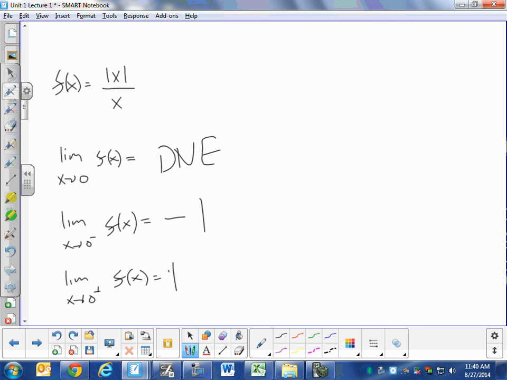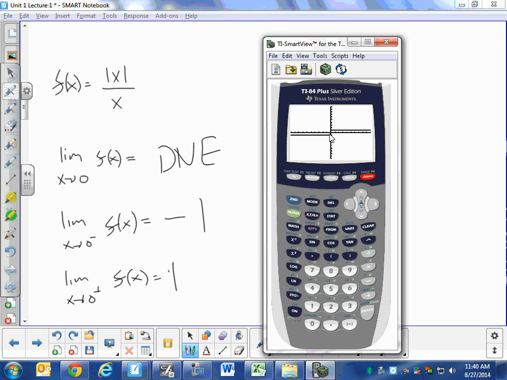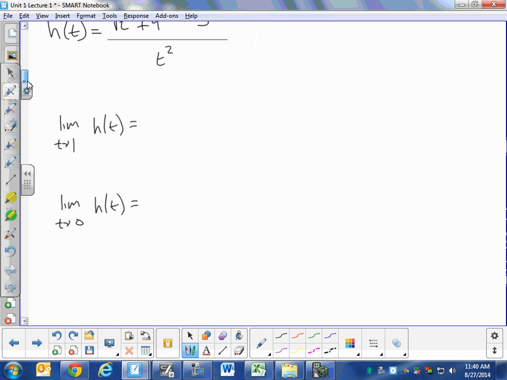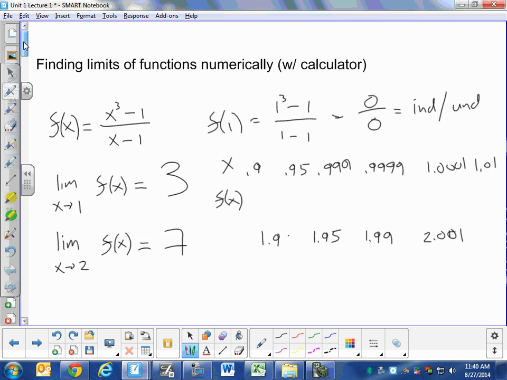Beautiful. Perfect. Interesting graph, absolute value of x over x. Just 1, and it's negative 1. We're approaching negative 1 from the left. We're approaching 1 from the right. Awesome. Well, those are just simple equations.